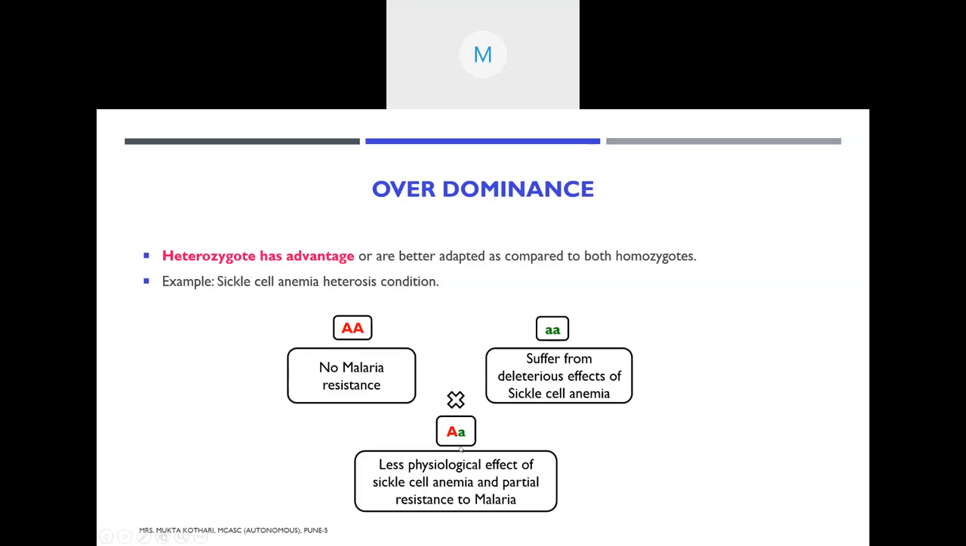In this condition, what happens? This heterozygote will show less deleterious effects. The physiological effects of sickle cell anemia will be minimum in the heterozygote form. And secondly, the second advantage is that it will show resistance towards malaria.